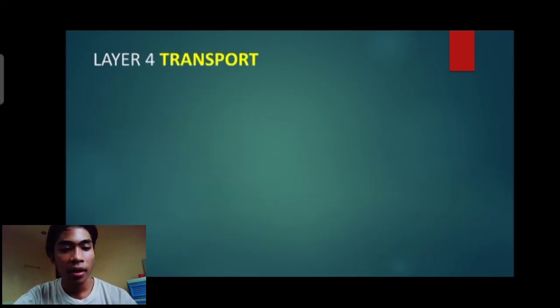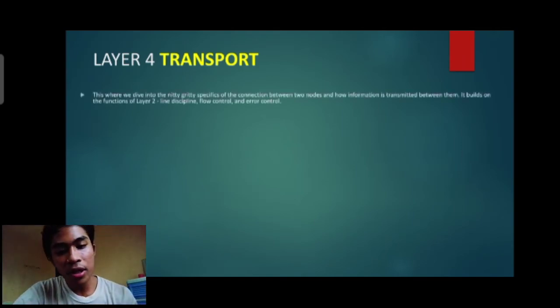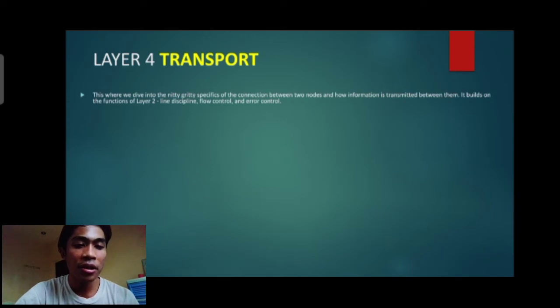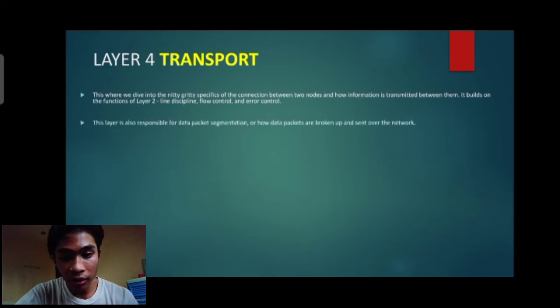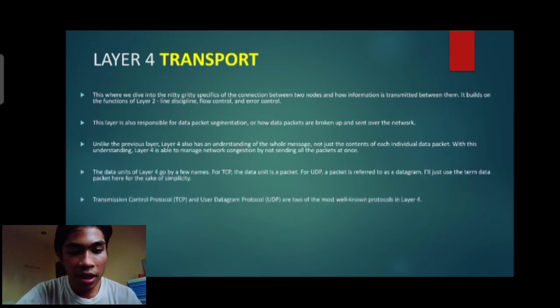So moving on to layer 4, or the transport layer. This is where we dive into the nitty-gritty specifics of the connection between two nodes and how information is transmitted between them. It builds on the function of layer 2: the discipline, flow control, and error control. This layer is also responsible for data segmentation, or how data packets are broken up and sent over the network.